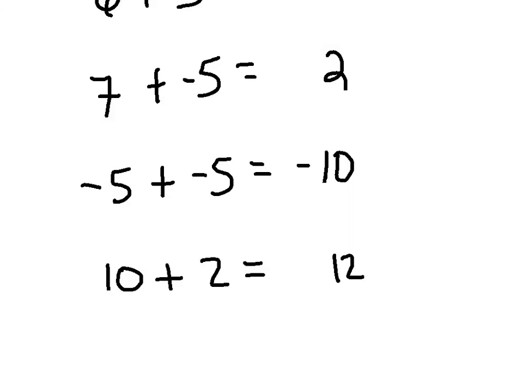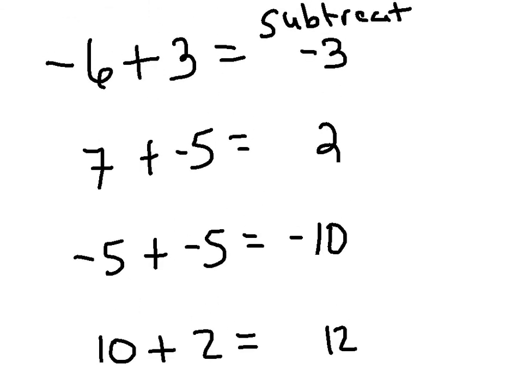So these are just strategies to help you when it comes to adding integers. Once again, if you have a negative and a positive number, I subtract, and I use the larger absolute value's sign to know if I have a negative or positive sign. If I have a negative and a negative, I add, and I use a negative sign. If I have a positive and a positive, I add, and it's a positive number.